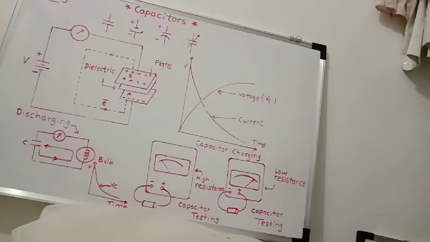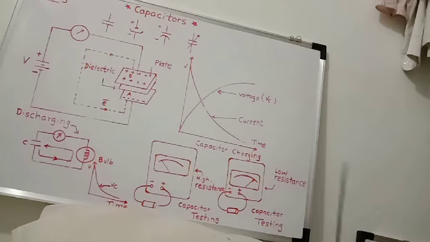So there are two types of capacitors: fixed capacitors and variable capacitors. The capacitance of a capacitor is measured in farad. Farad is the largest unit. Then microfarad, picofarad, or nanofarad. These are the units of capacitance. Capacitance can be measured in microfarads, picofarads, or nanofarads.